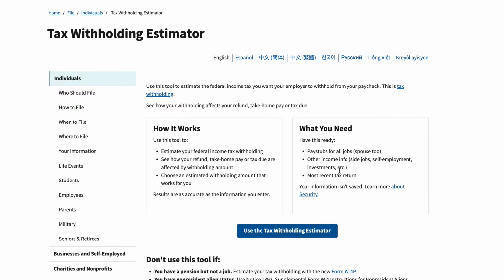Now, what you'll need is your previous year's tax return, as well as a current pay statement for each job that either you or your spouse have. So if both you and your spouse have employment, then you probably need to have your pay stubs so you can accurately determine how much tax is being withheld from all sources of income. And then from there, you can figure out how much you need to adjust your taxes.